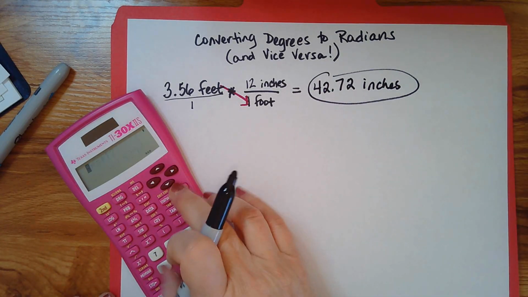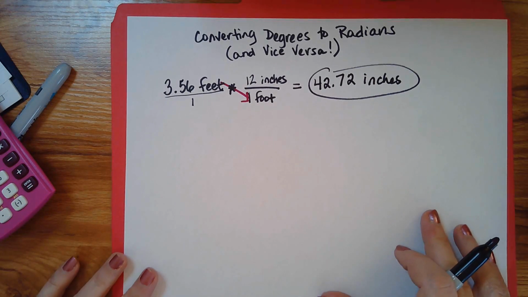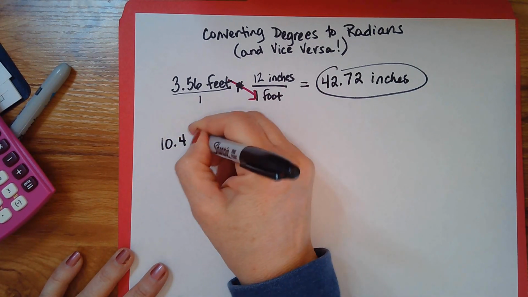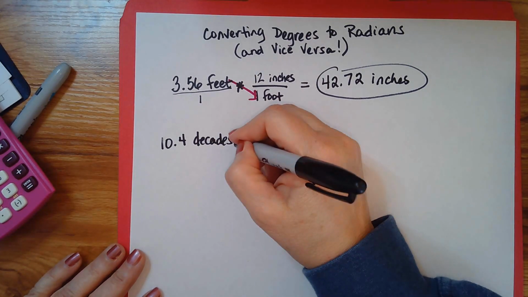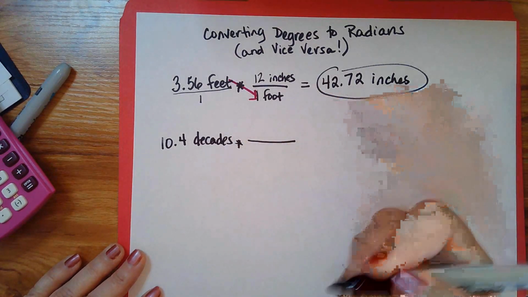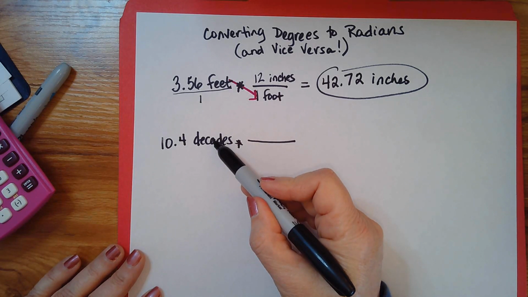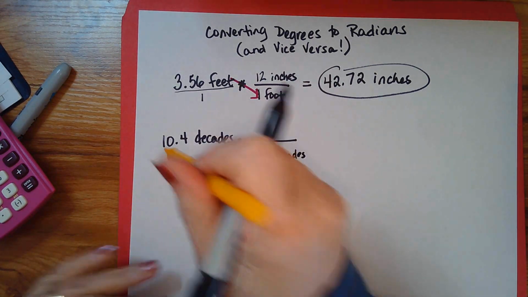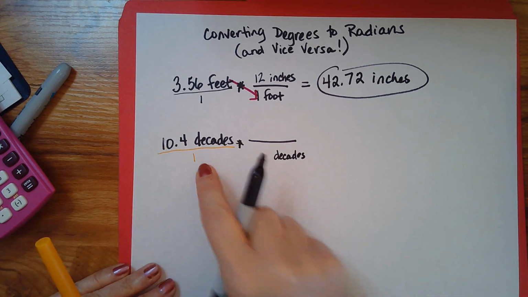And so we've converted. Now I can make the conversion even harder by having us do more steps. For instance, if I did 10.4 decades and I wanted to convert that into hours, how would I do that? Well, I would just do a series of conversion fractions. So here we have decades, so I want decades in the bottom here. If you want, some people like to see all fractions going across. It just makes them feel good. So you can do that if you want to.